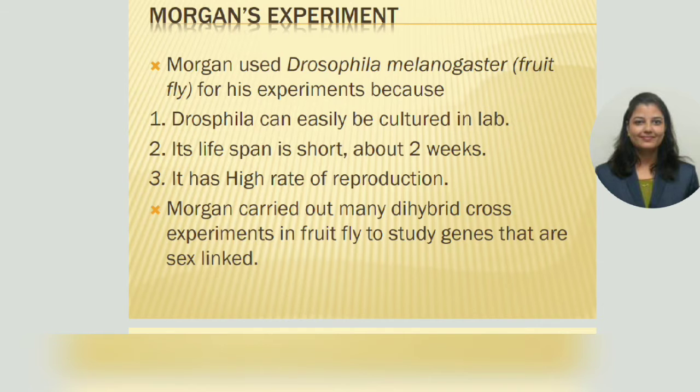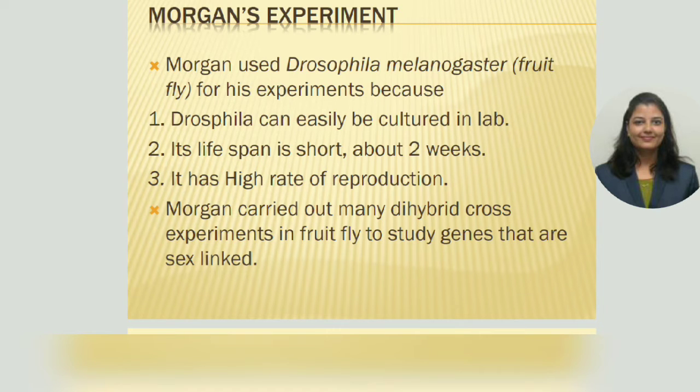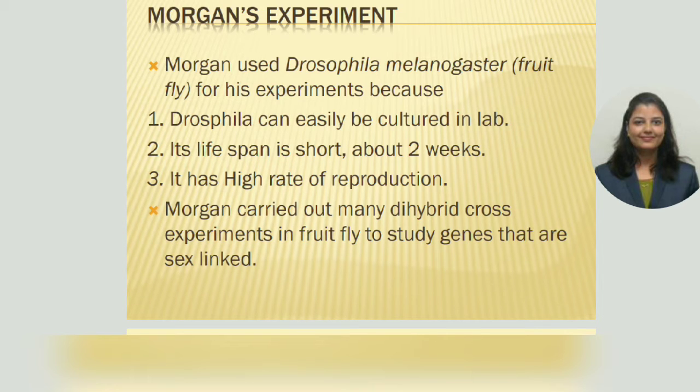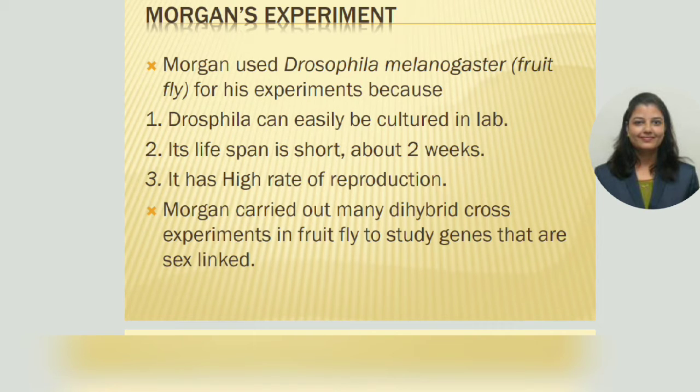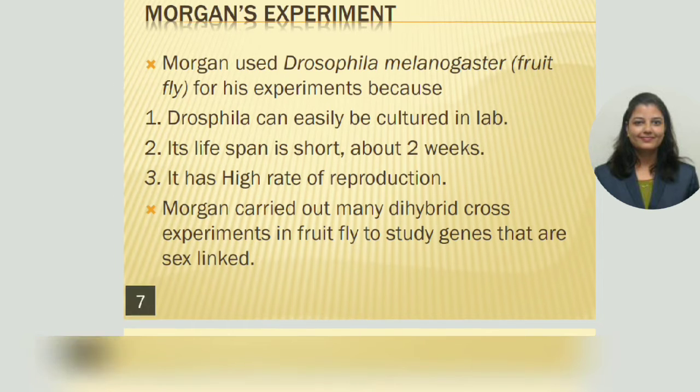Now we will study Morgan's experiment on Drosophila. Morgan used Drosophila melanogaster, also commonly known as fruit fly, for his experiment for a few reasons. One was that Drosophila can easily be cultured in the lab. Second, its lifespan is very short, about 2 weeks only. And third, it has a high rate of reproduction. So it was used in Morgan's experiment for a dihybrid cross in fruit fly to study the genes that are sex linked.